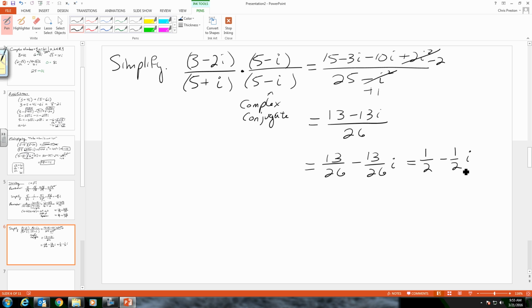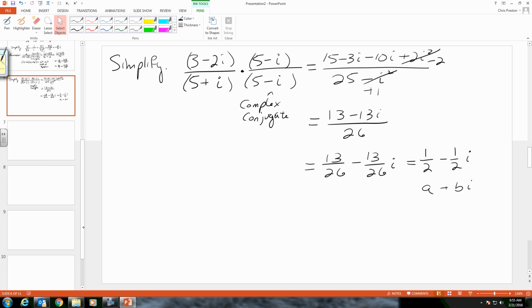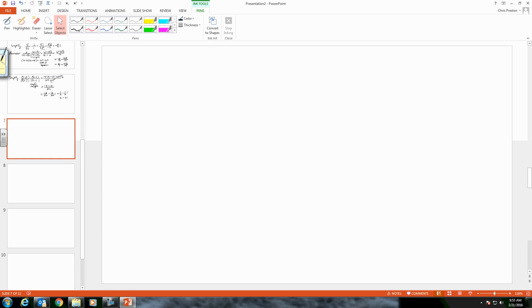But I do need to split up, so I can say, oh, that's A, and that's B, and that's i. So I have to split it into 2 separate pieces, 2 separate fractions. All right. A couple other things here related to this.